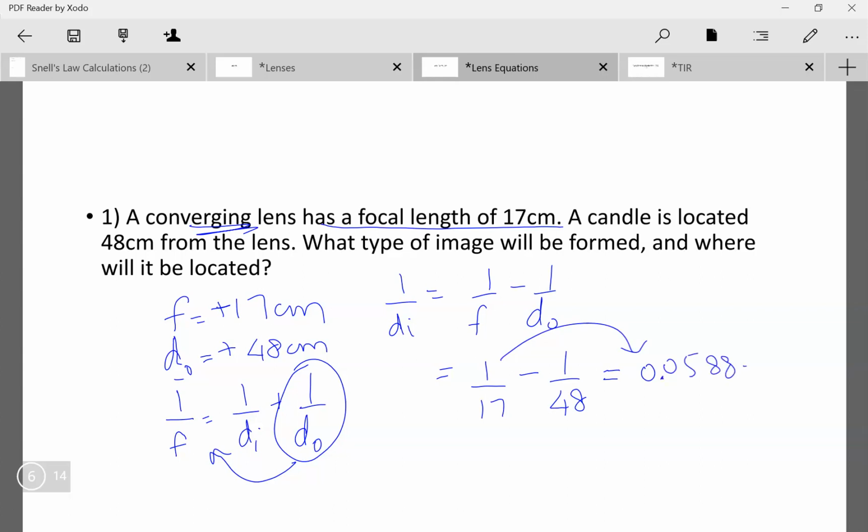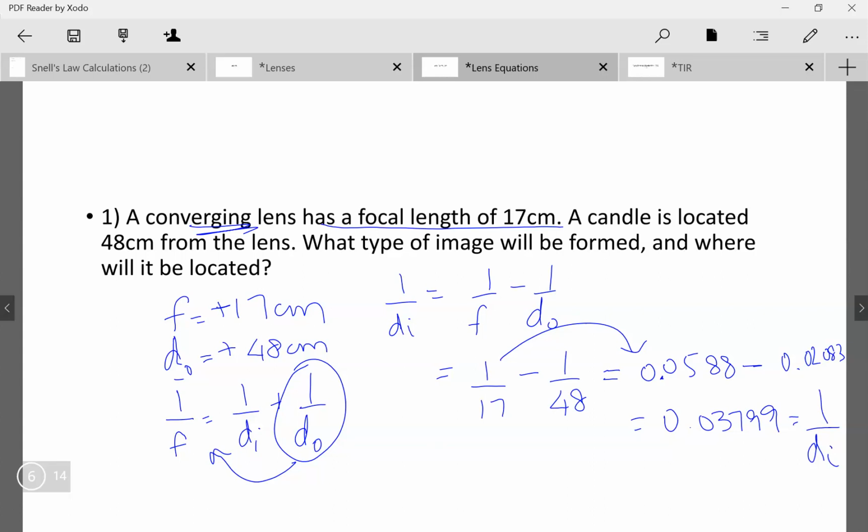1 over 17 is 0.0588, minus 1 over 48 is 0.02083. So if you do the subtraction here, you get 0.03799 roughly, right? And this is still, however, equal to 1 over DI. This is not the final answer, right?